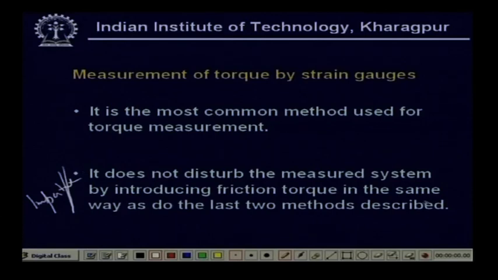It does not disturb the measured system by introducing friction torque in the same way as the last 2 methods described. In the last 2 methods we are not getting the actual torque truly, because we are introducing a certain amount of friction, and so a certain amount of torque. So we are not getting exactly the value of the torque in that type of measurement system, right.